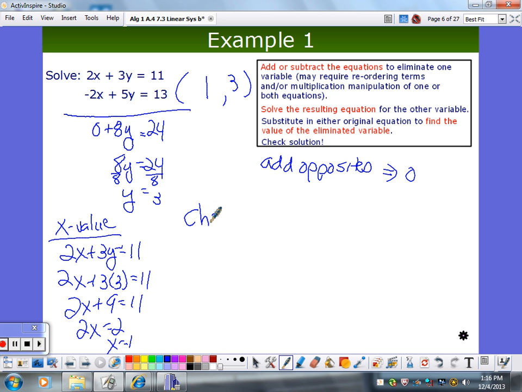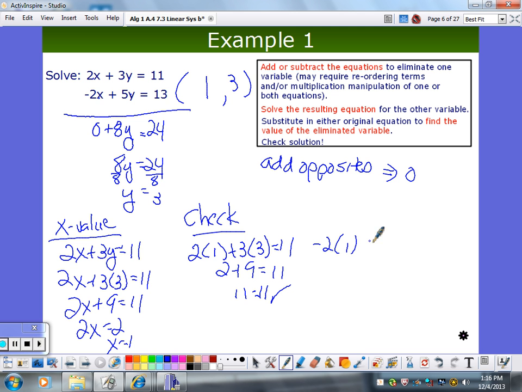Now we have to check that we have the right solution, because it's possible a mistake was made somewhere. So I know I just did this one, but I still plugged it back into that first equation, even though I used it to find the x value there. It's thoroughness. I want to make sure I didn't make any mistakes. So that looks good. And let's try that second equation. Negative 2 plus 15. I sure hope that's 13. Yay!